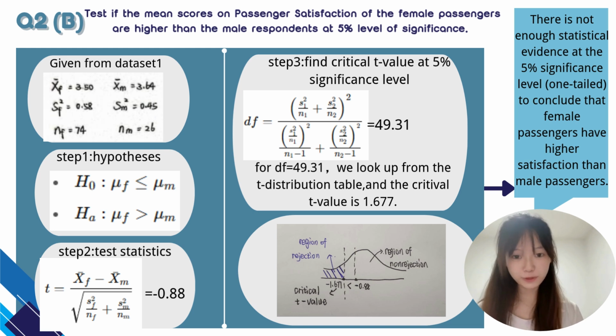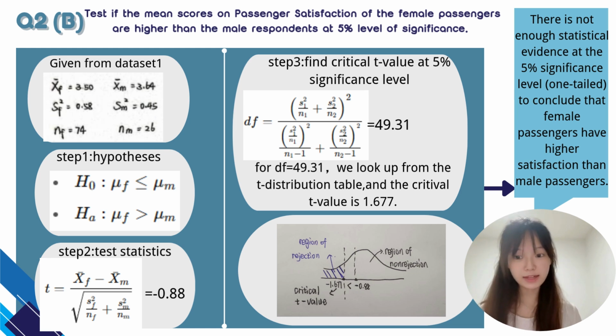And let's move to step 2, test the statistics. Given from the formula, we calculated that the t-value is negative 0.88. Then next, step 3 is to find the critical t-value at the 5% significance level. So we should calculate the degree of freedom first, and given from the formula, we calculated the degree of freedom is 49.31.